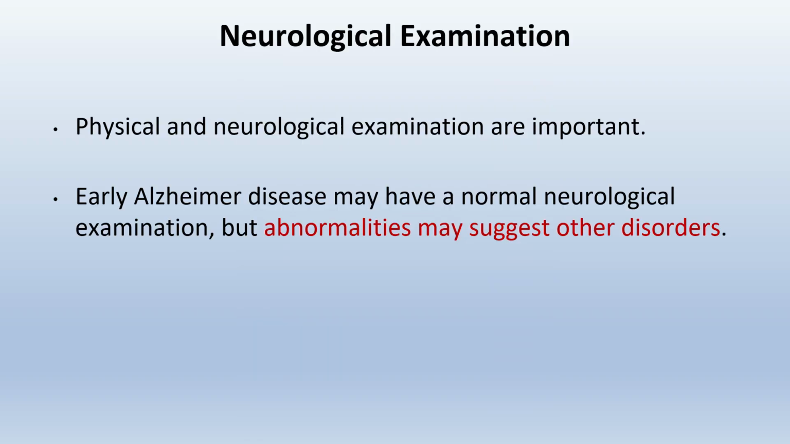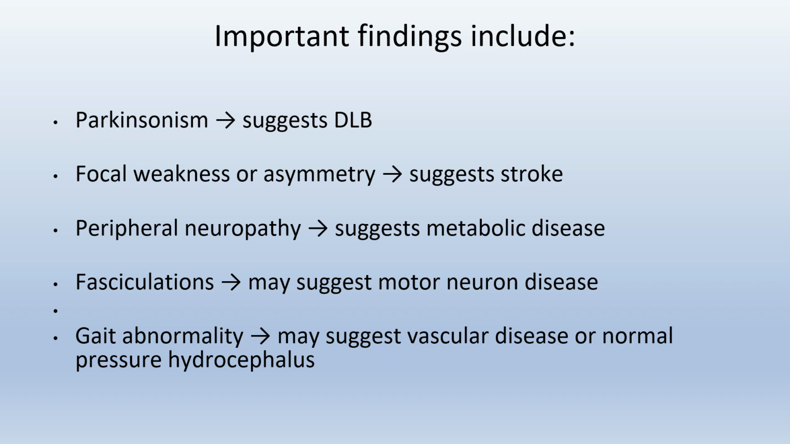Neurological examination. Physical and neurological examinations are important. Early Alzheimer disease may have a normal neurological examination, but abnormality may suggest other disorders. Important findings like Parkinsonism suggest DLB, focal weakness or asymmetry suggest stroke, peripheral neuropathy suggest metabolic disease, fasciculations suggest motor neuron disease, gait abnormality suggest vascular disease or normal pressure hydrocephalus.